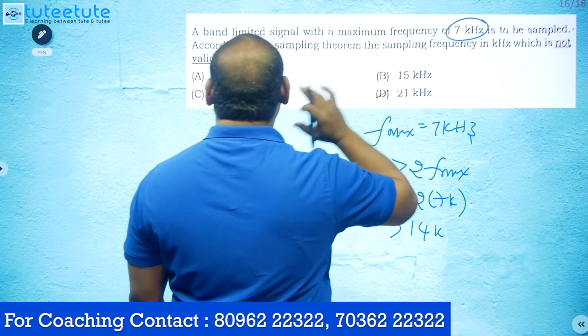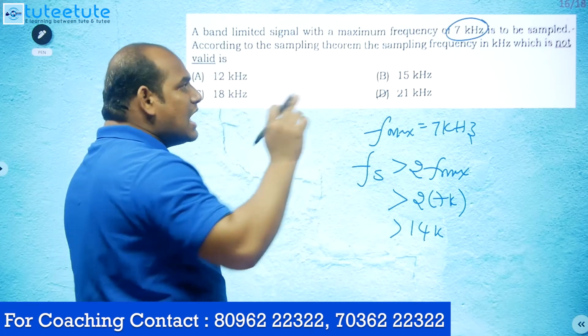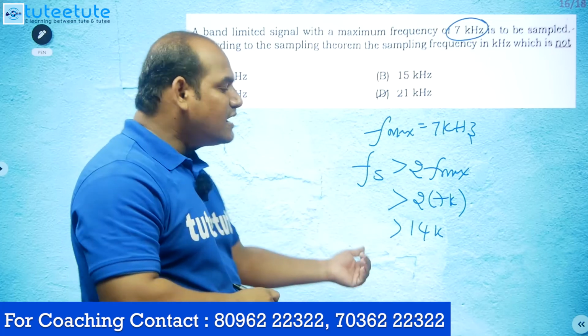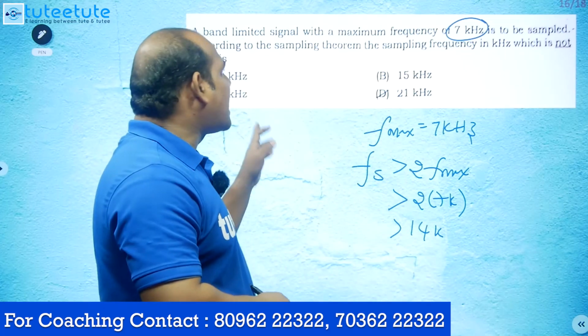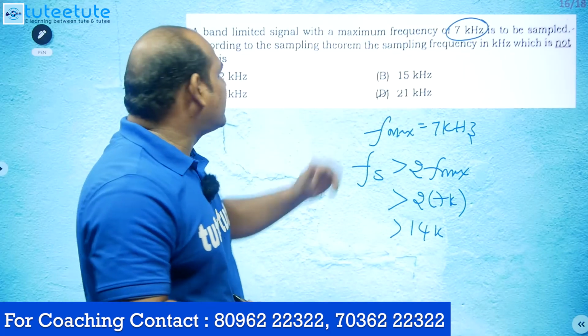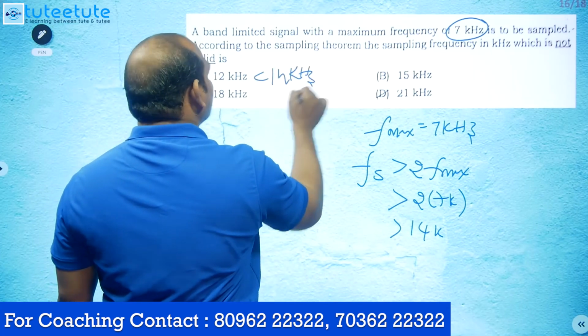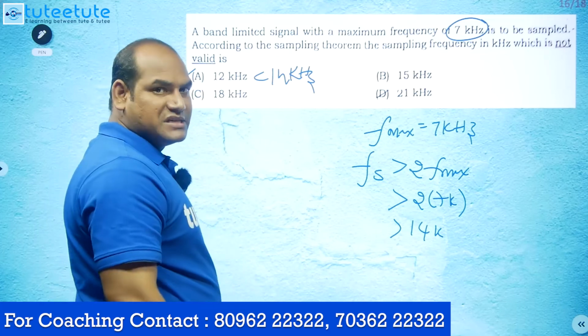So option B is okay, option C is okay, option D is okay. Options B, C, D are having the frequencies which are greater than 14k only. So all these are valid. But they have asked which is not valid. That means 12k is less than 14 kilohertz. So we can tell this is the right option for this one.